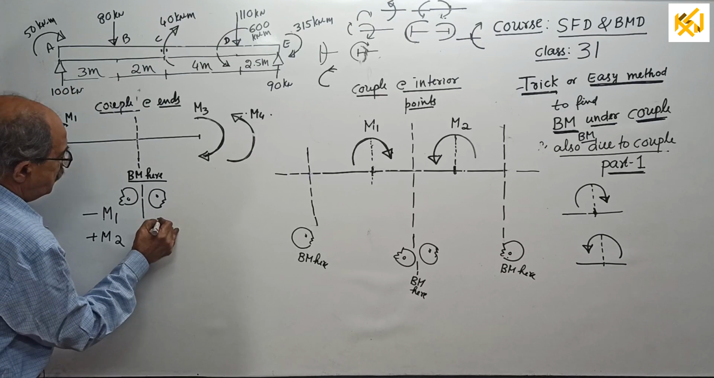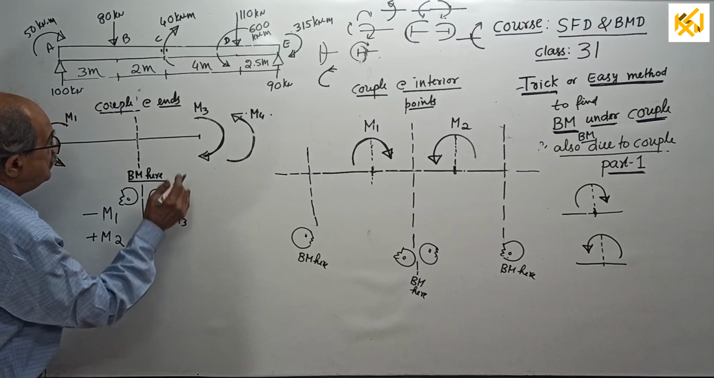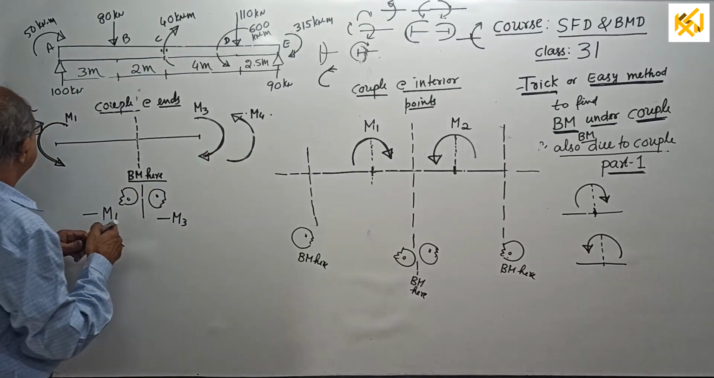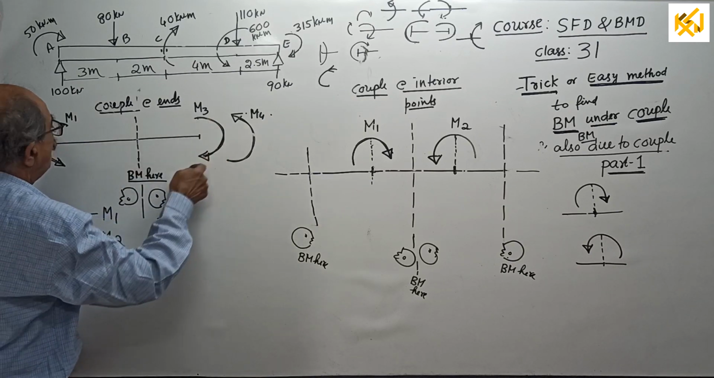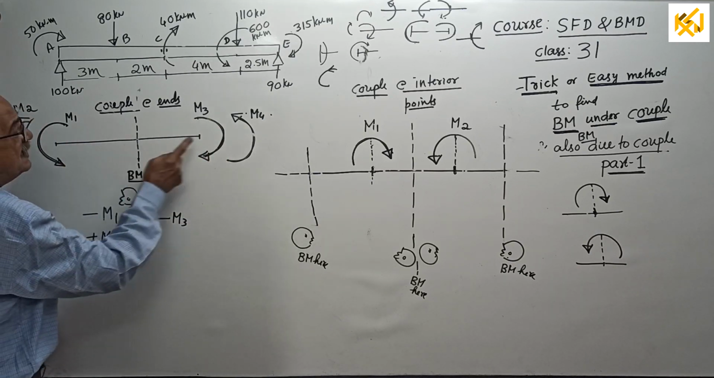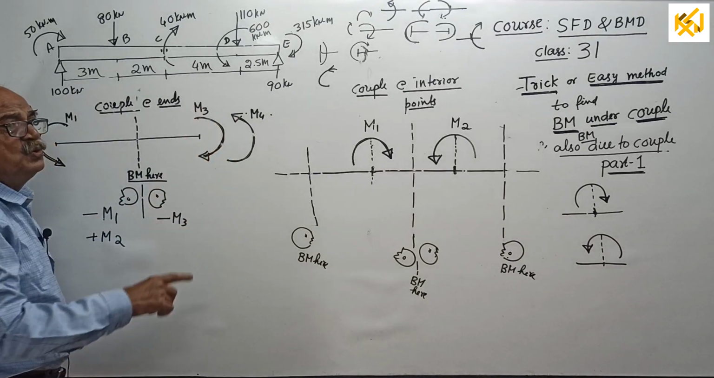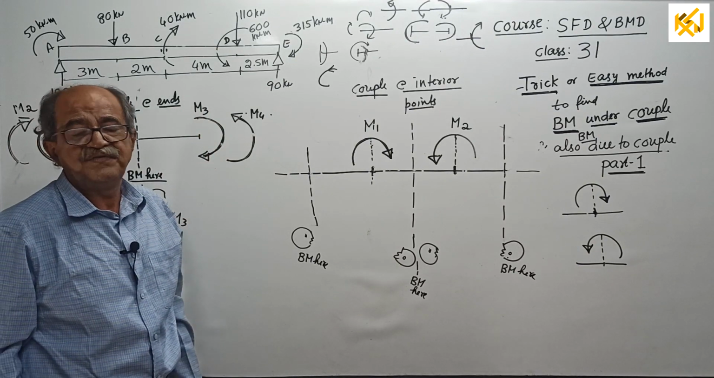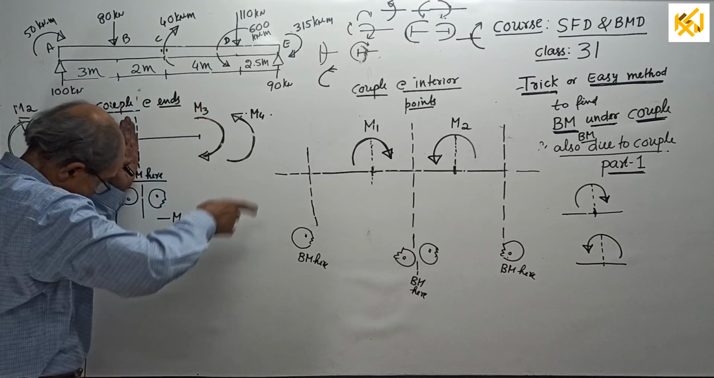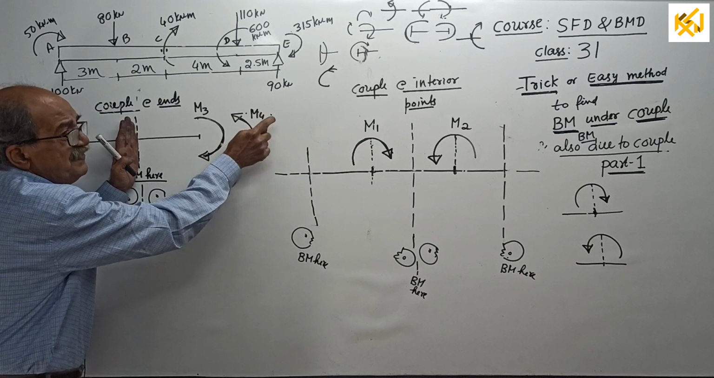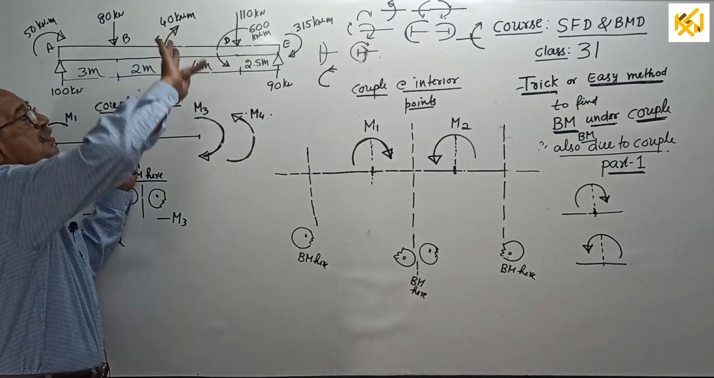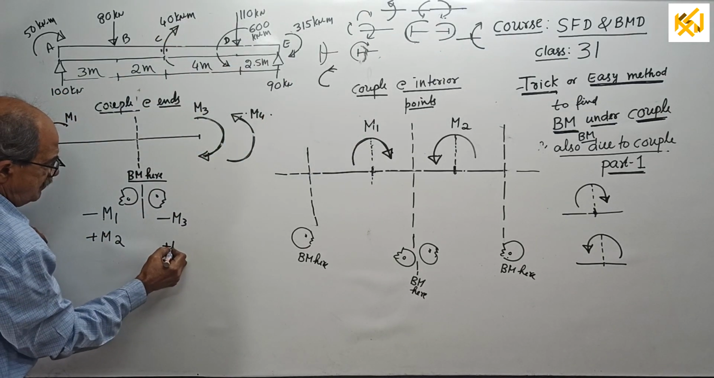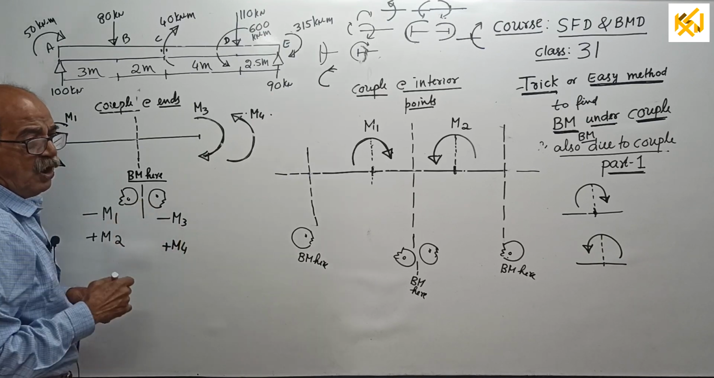Whereas if you look this side, it is minus M3. Sometimes I will be asked, this is clockwise, this is clockwise, clockwise is plus, that is minus. No, do not use the words clockwise, anti-clockwise. Okay. Therefore, see, minus M3. If it is M4, plus.